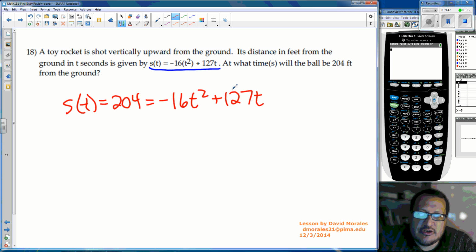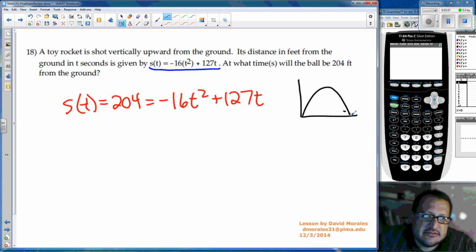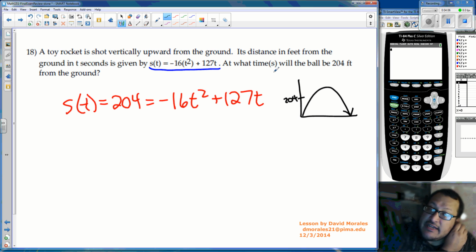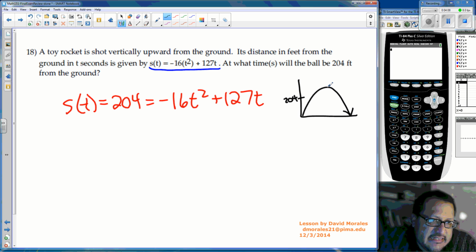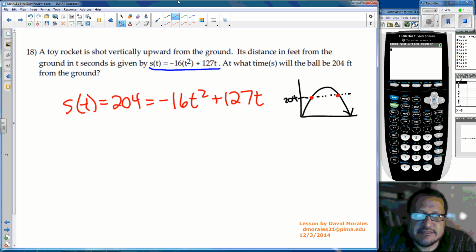Now this is also a parabola, and you don't need to know this, but basically what's going on here is you shoot something up, and then it comes down. And we want to know, when is it 204 feet high? So it says at what times. So either it peaks at 204, at which there's one solution, it just touches it once, or 204 is somewhere down here and it touches it twice. So we'll find out which one it is right now.